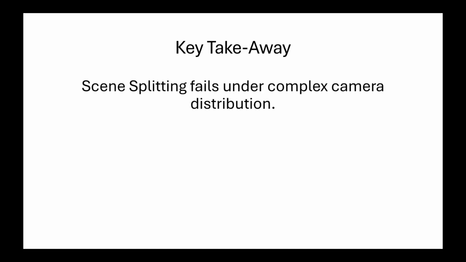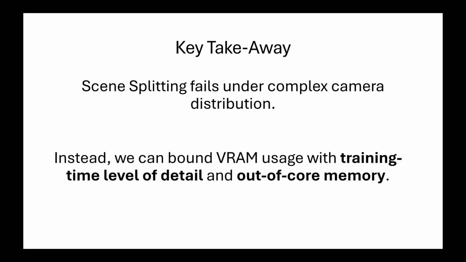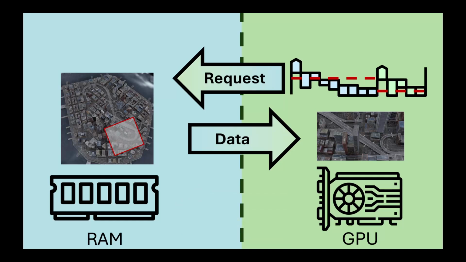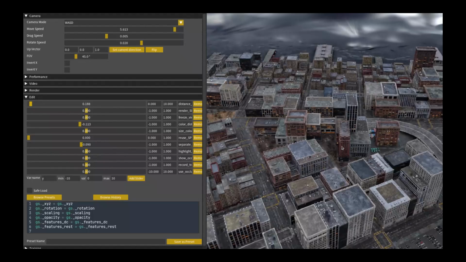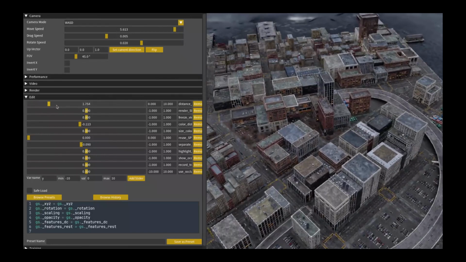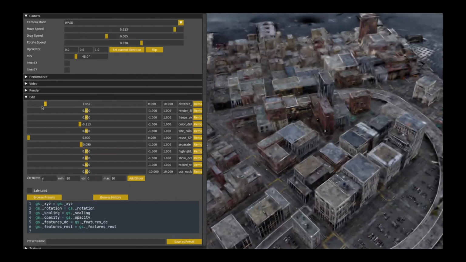The key thing I want you to take away from this presentation is that splitting the scenes for large-scale training fails if the camera distribution is complex. Instead, we can bound VRAM usage with training time level of detail and out-of-core memory. Finally, if we take our procedure and drop the write back to CPU, we get an efficient out-of-core LoD renderer for massive point clouds on consumer hardware. For example, this model with 150 million Gaussians is being rendered with LoD and streamed to the GPU on a single RTX 3090 GPU. Now that is a lot of Gaussians.